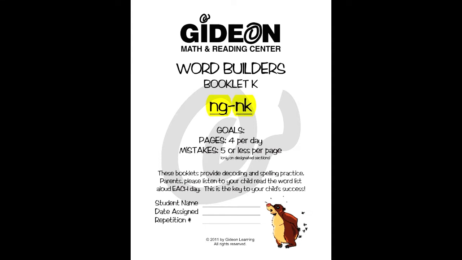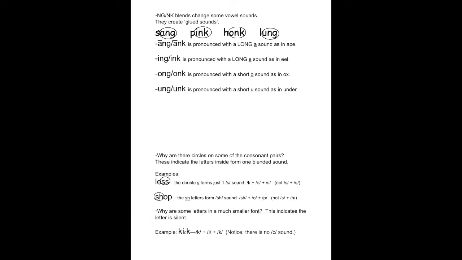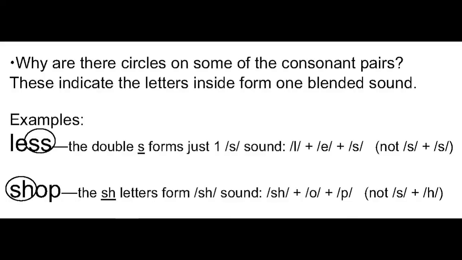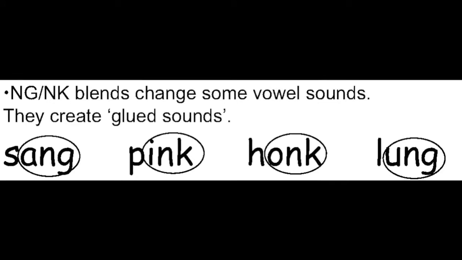In Word Builder's Booklet K, the student will learn to read words that have the NK and NG blends. Throughout this booklet, you may see unusual markings on some words. These markings indicate a helpful hint to decode and read these words correctly. Located on the front inside cover is a reference chart to help you and your child better understand the hint markings on the word. NG and NK blends change some vowel sounds.